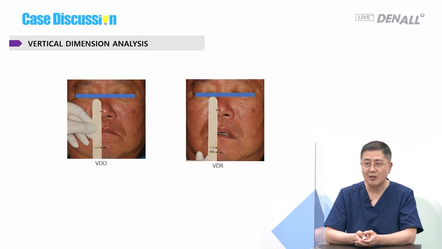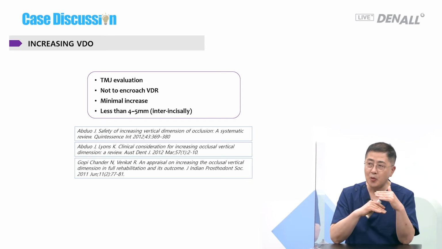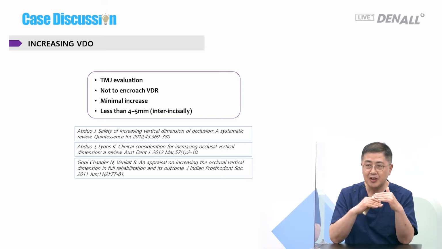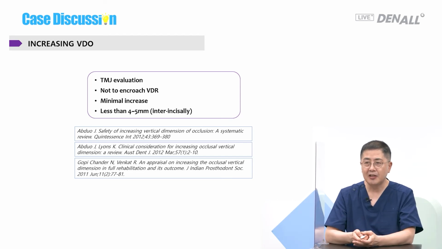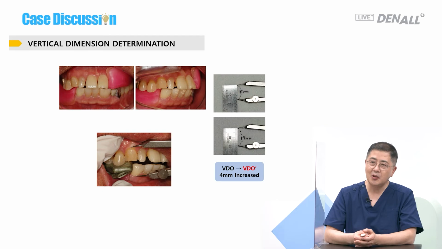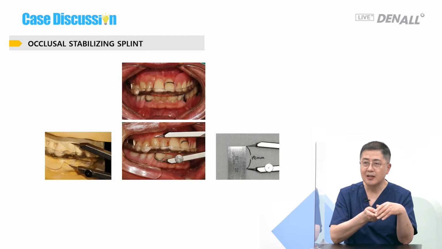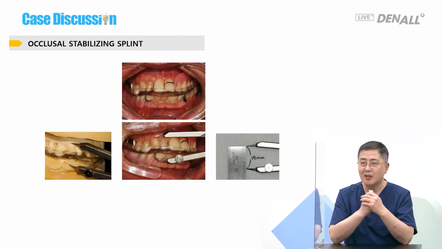The vertical dimension is measured based on the face. So we decided to raise 4 to 5 millimeters of VDO at the canine. Vertical dimensions at the canine are measured. Increasing VDO of canine by 4 millimeters is the treatment plan. According to the plan, the occlusal rim was made and the stent was made.